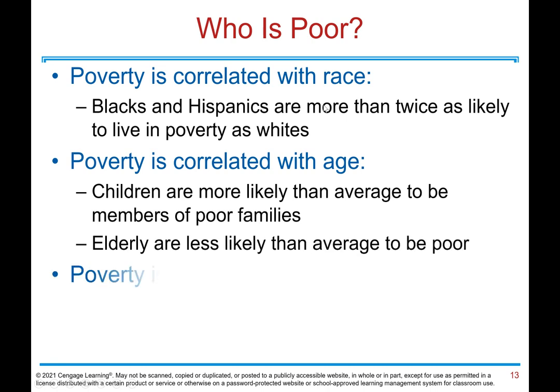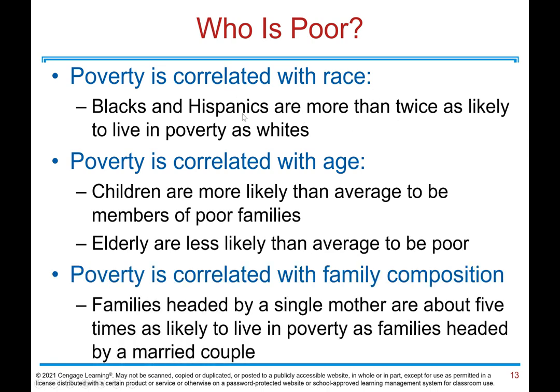So who is poor? Poverty is correlated with race. Blacks and Hispanics are more than twice as likely to live in poverty as whites. Poverty is correlated with age. Children are more likely than average to be members of poor families. Elderly are less likely than average to be poor. Poverty is correlated with family composition. Families headed by a single mother are about 5 times as likely to live in poverty as families headed by a married couple.